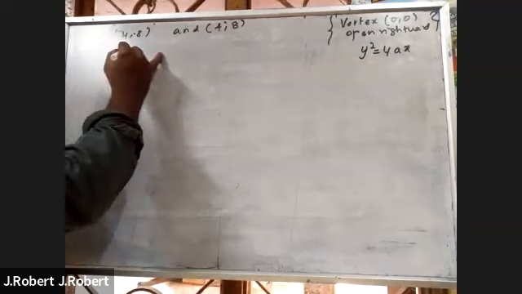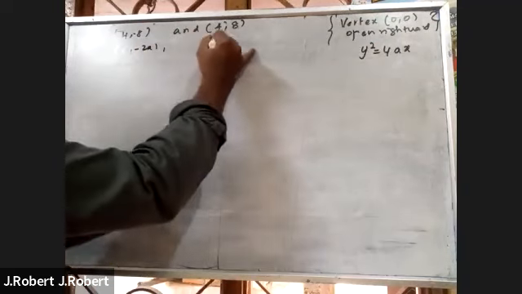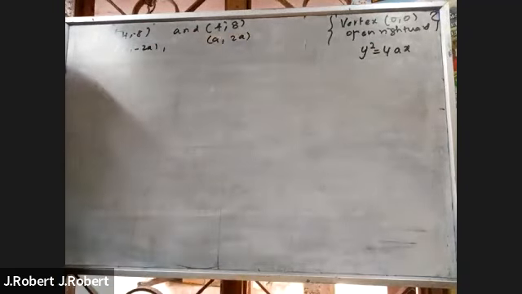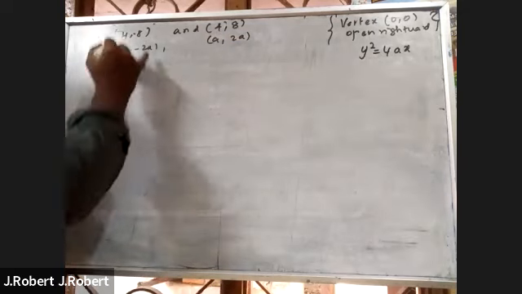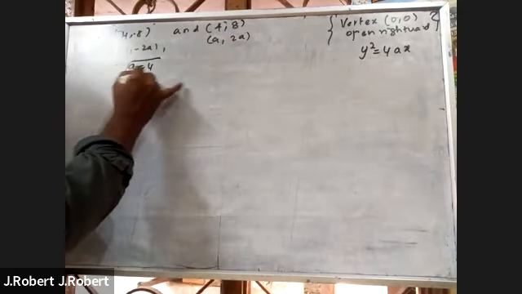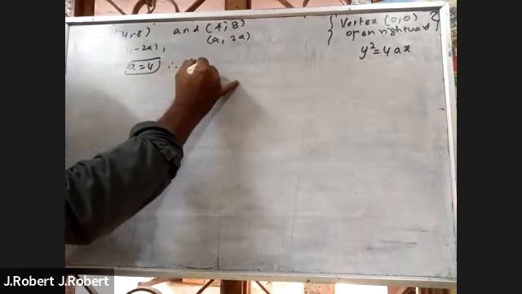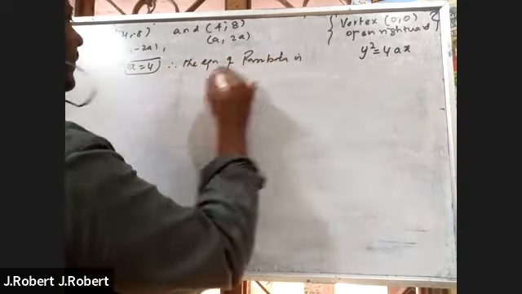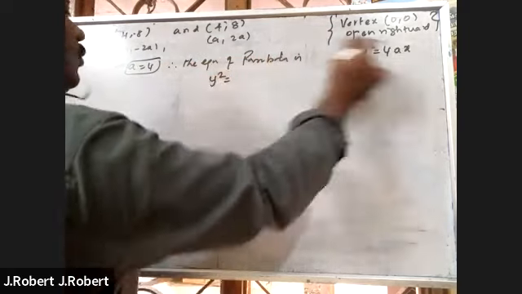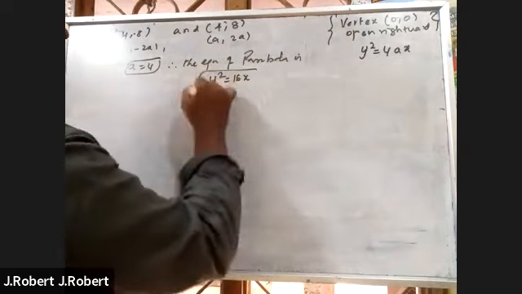The end points of latus rectum for y squared equal to 4ax are a, -2a and a, 2a. I have given this in the concepts, in the properties. Now you compare, which gives a is equals to 4. Therefore, the equation of parabola is y squared equals to 4 into 4, 16x. Please take note.